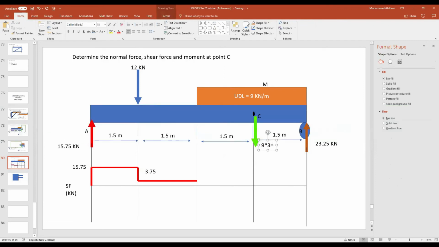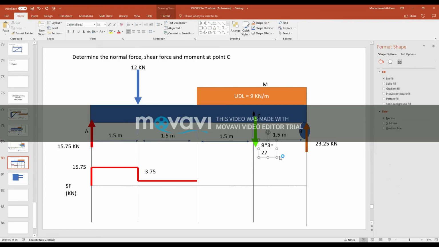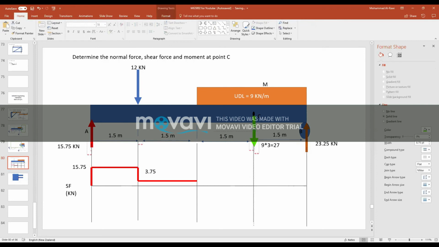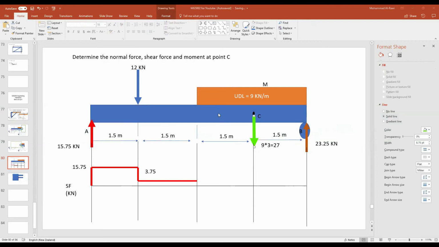So 9 times 3, I don't have a calculator with me, guys. Where's my calculator? I can't find my calculator. Help me, help me. 27, perfect. Thank you. Now, here, this is the UDL, which is at the center here. But please, at the same time, remember that this UDL is a completely different story. It's going downwards. So how can I do that?